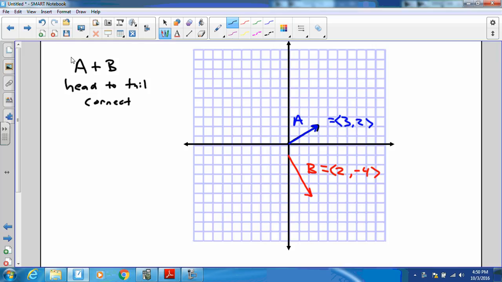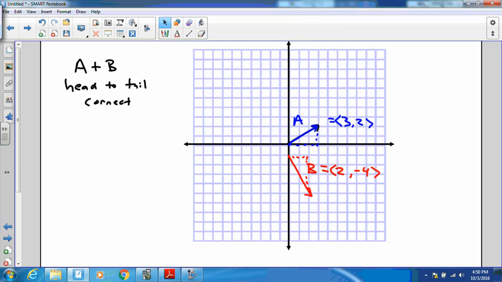Algebraically, when we add them, we add components. So here I have a vector a, which is 3, 2. That is, it is 3 over and 2 up. And here I have a vector b, that is 2, negative 4. That is, it is 2 over and 4 down. Notice that in both cases, we count the vector starting at its tail.